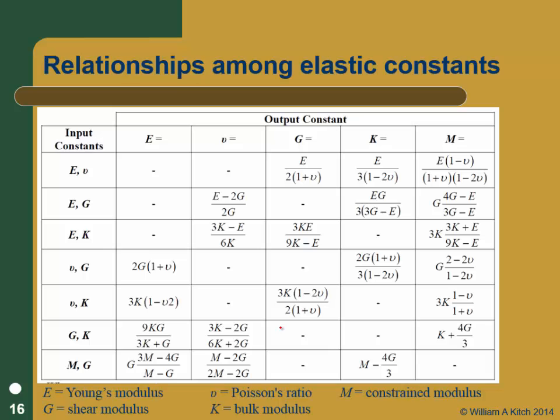Now I said earlier how many elastic constants you needed to define a homogeneous, isotropic linear elastic material? 2. And we just talked about 4, right? We talked about Young's modulus, Poisson's ratio, the bulk modulus, and the shear modulus. So that's how you relate to all these. And I put some other moduli that are going to be important to us later, like the constrained modulus. And there's a couple other moduli that you hear.